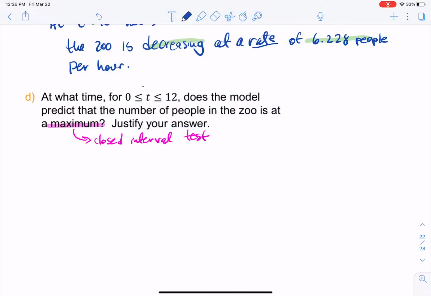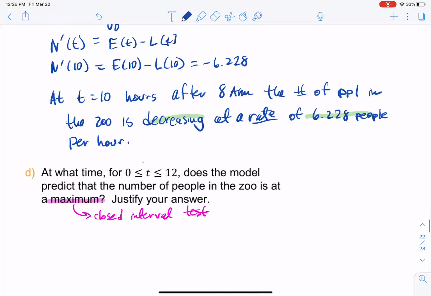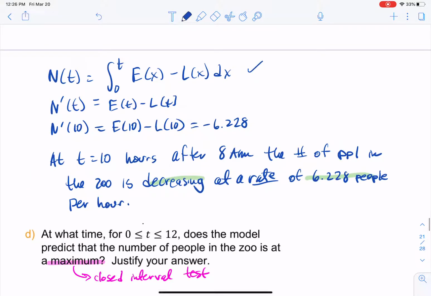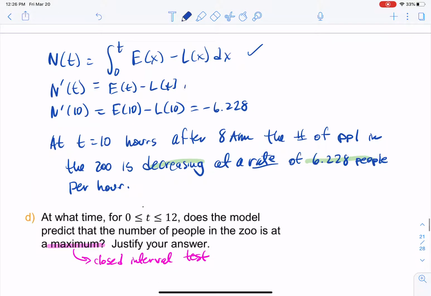All right, anyway. Let's go back to the problem. In order to find a maximum, those things are going to occur at either endpoints, 0 and 12, or at critical points. To find our critical points, we need to take the equation that we have right here, take its derivative, which we've already done right here.